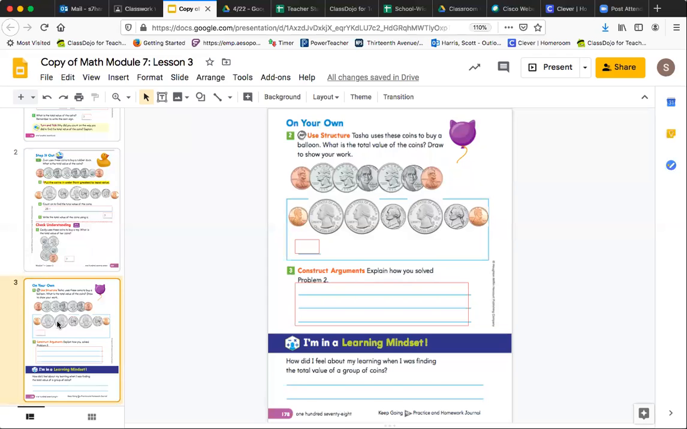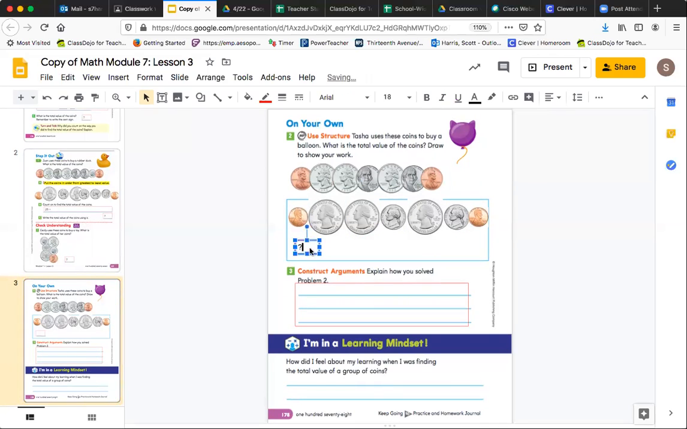And let's take a quick look at the last page. Same thing on your own. Tasha uses these coins to buy a balloon. What is the total value of the coins? So put them in order, figure it out. This time you can do the counting on your own. Do it on a piece of scrap paper and write in your answer right here. And then explain to me what you did. Tell me the steps that you just did.